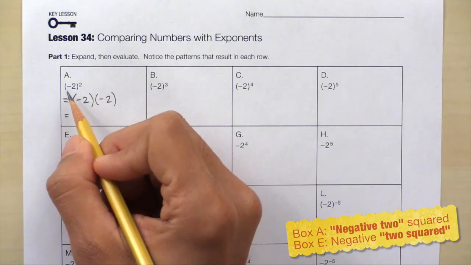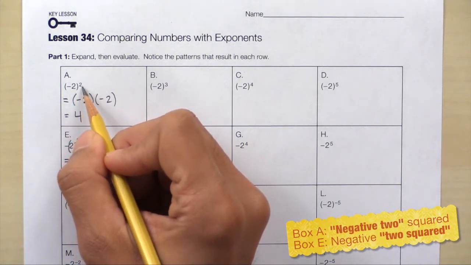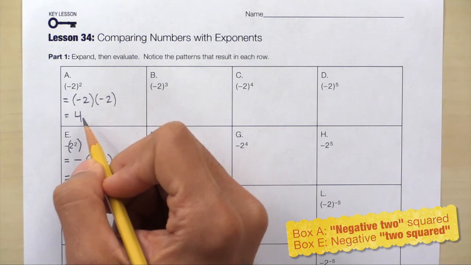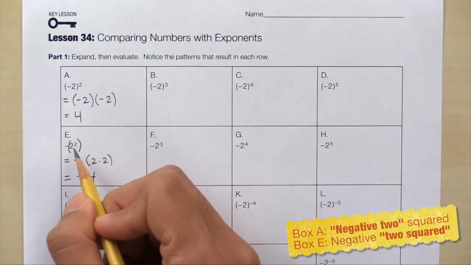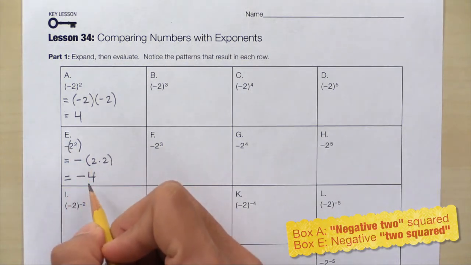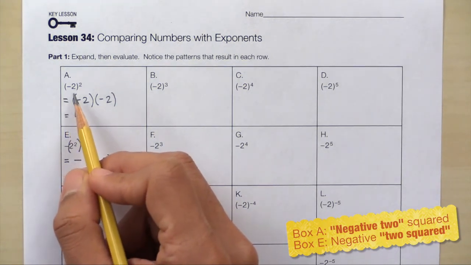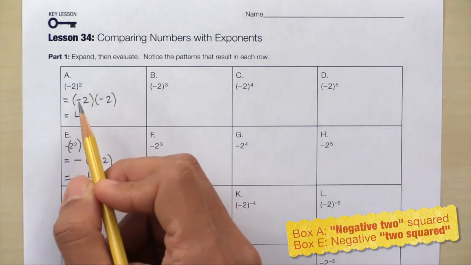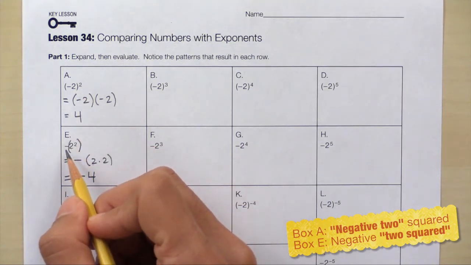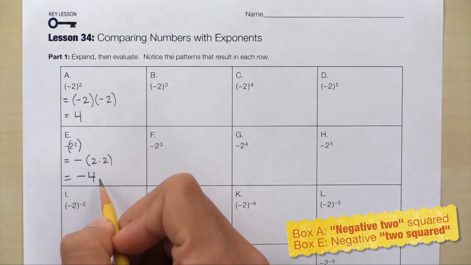Notice the differences between box A and box E. In box A, the base was -2, and when we squared it, we ended up with +4. In box E, on the other hand, the base was 2. We squared it, then made the whole thing negative, and our answer was -4. So box A is pronounced negative 2, quantity squared. Box E is pronounced negative 2 squared, and they give you different results.